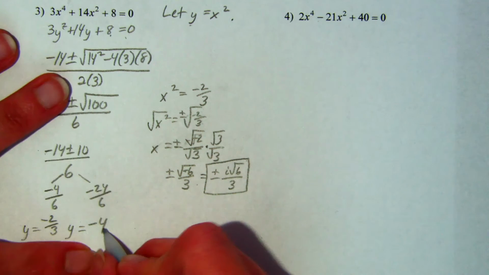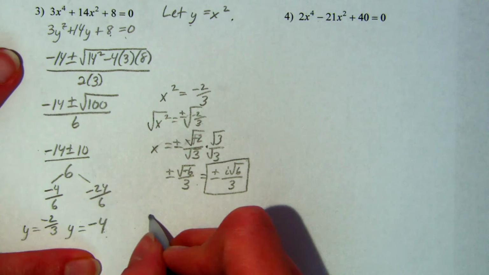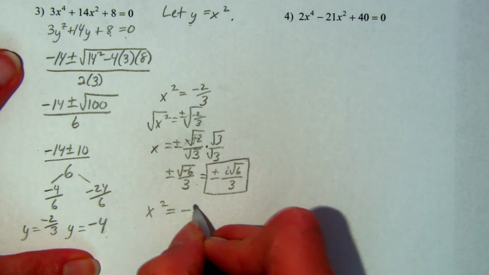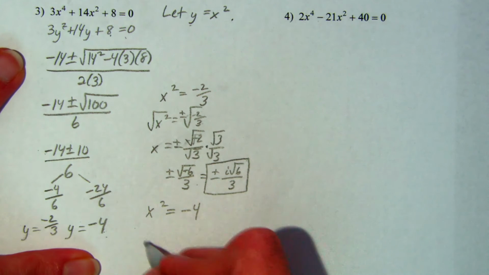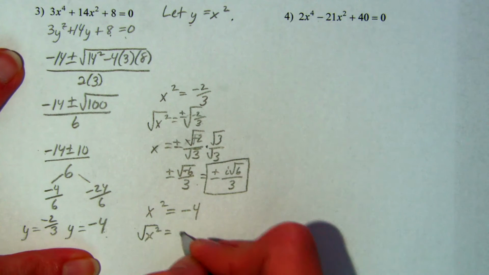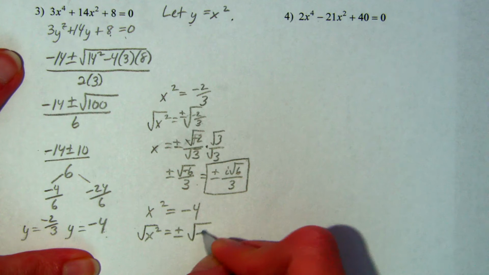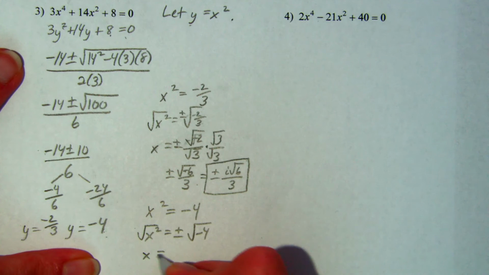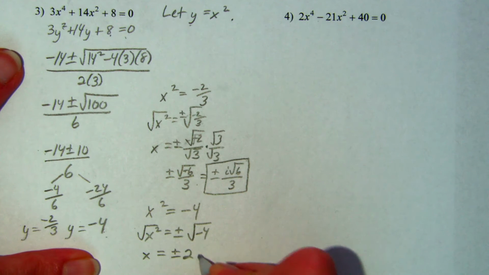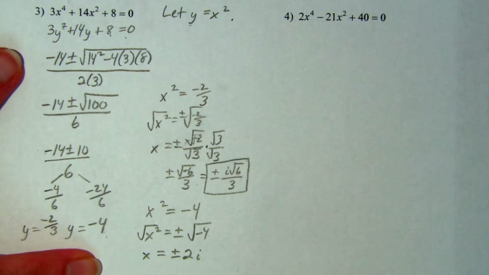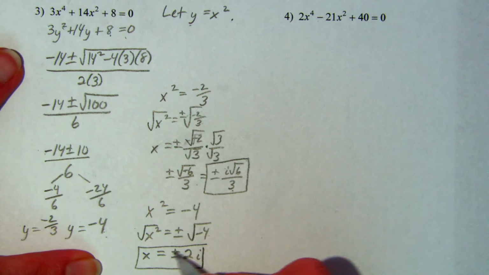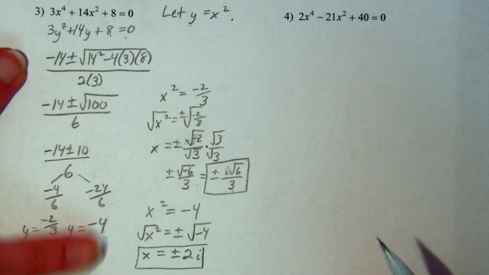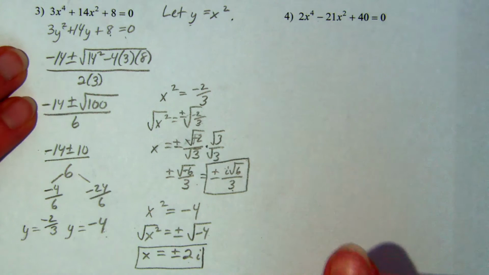The other answer that we had was negative 4, so we would have x squared equals negative 4. We'll square root both sides, and when we do this side, we do a plus or minus. And so it'd be plus or minus 2i, because the square root of 4 is just 2. And so we get 2 answers here and 2 answers here, and they happened to all be imaginary numbers.